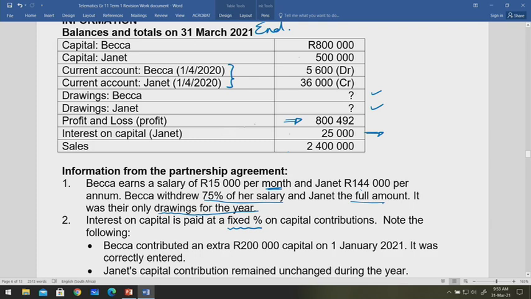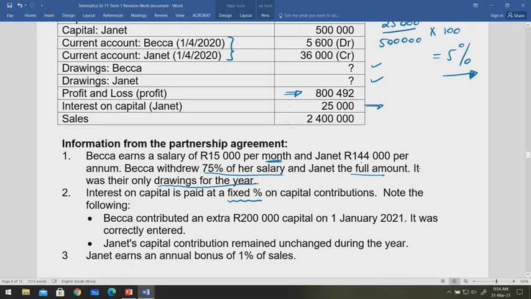Janet received interest of 25,000 on a capital contribution of 500,000. And if you calculate that, then you see the interest is 5%. So that fixed percentage is 5%. And now we can calculate Becca's interest on capital.